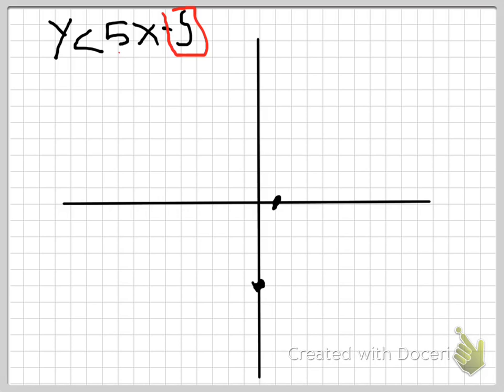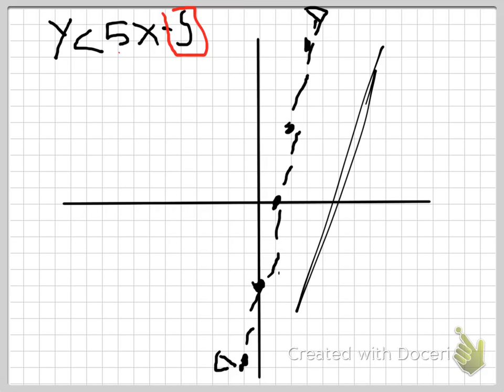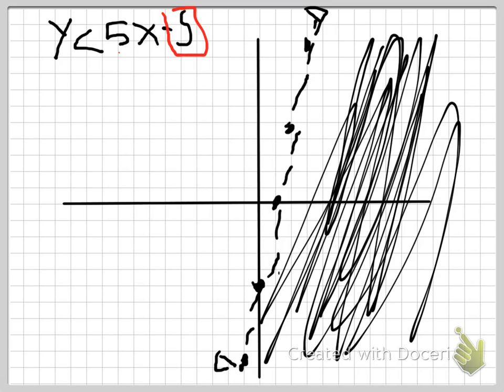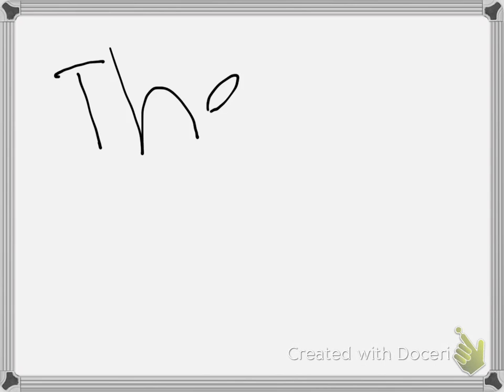This is because 5 in fraction form is 5/1. You have a dotted line because it's just less than, not less than or equal to, so you have to have a dotted line. You shade the right because it's less than, and when it's less than you shade there, and also there are all the solutions to the inequality.